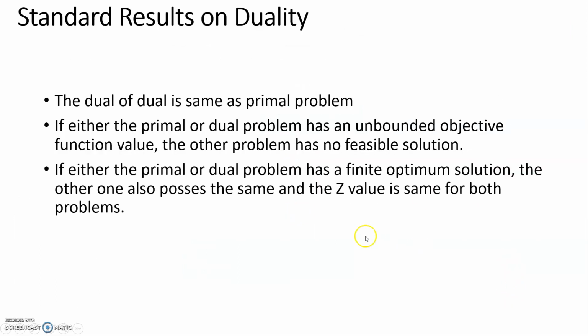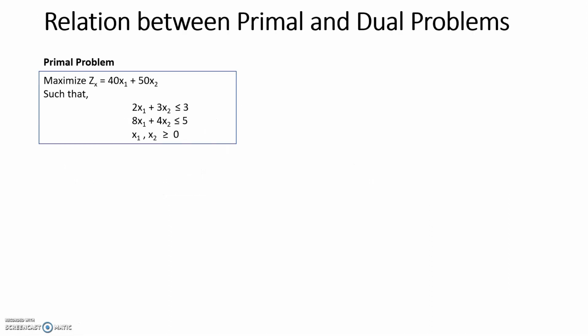Now there are some rules. Dual of dual is the same as the primal problem, and if either the primal or dual problem has an unbounded objective function, the other problem has an infeasible solution. And if the primal or dual has a finite optimum solution, then the other also has an optimum solution and the value of z is the same. The third one we will discuss with this example: the relation between primal and dual.